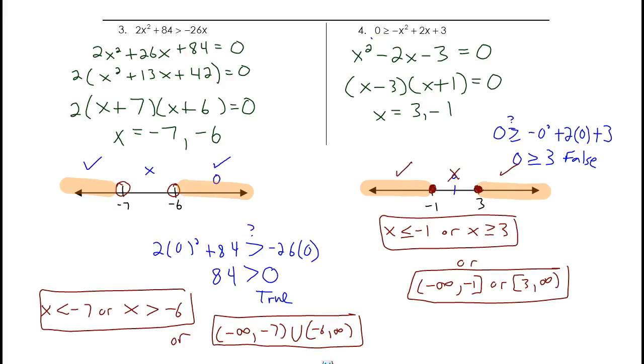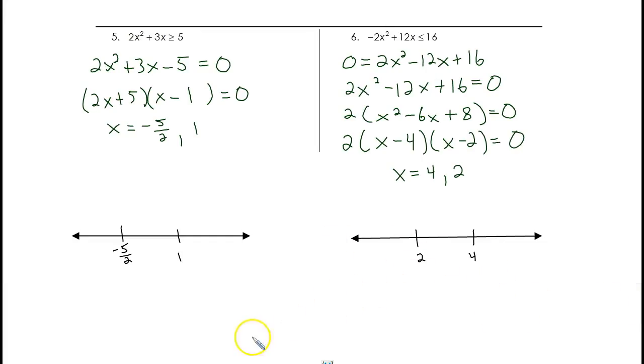Wow, so we're about 25 minutes right now in the video, and I've got 3 more problems, so I probably need to speed up just a little bit. I have factored this guy, and I ended up with a fraction because the leading coefficient was greater than 1. I ended up with 2x plus 5 and x minus 1, which gave me these two solutions. 0 is going to be between them, so I'm going to test 0 in the original inequality to see if it works.